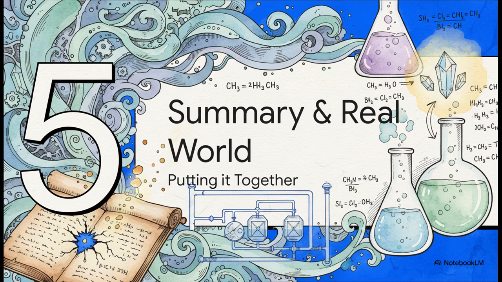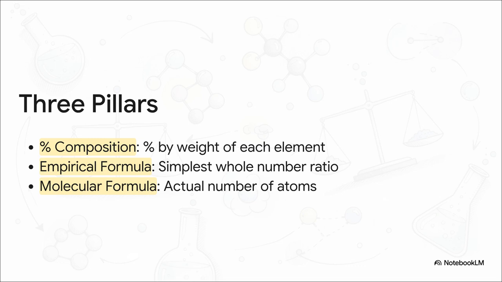Section 5. Summary and the real world. So these 3 pillars form the absolute foundation of all chemical stoichiometry. They act as the ultimate translator between raw, messy laboratory data and true chemical understanding. You start with the weight percentages, you reduce them down to a base empirical ratio, and then you scale them up to find the true molecular identity. This is the unshakable bedrock of chemical analysis.